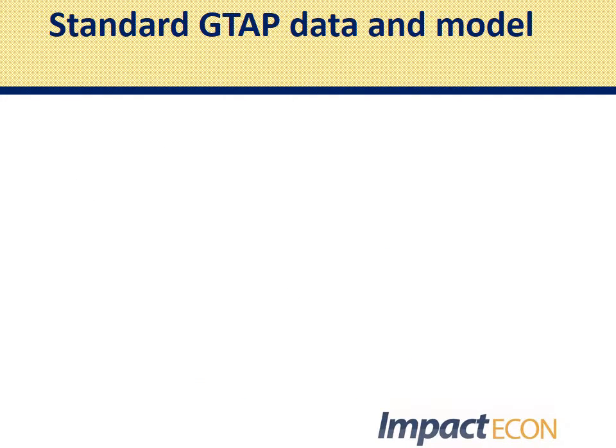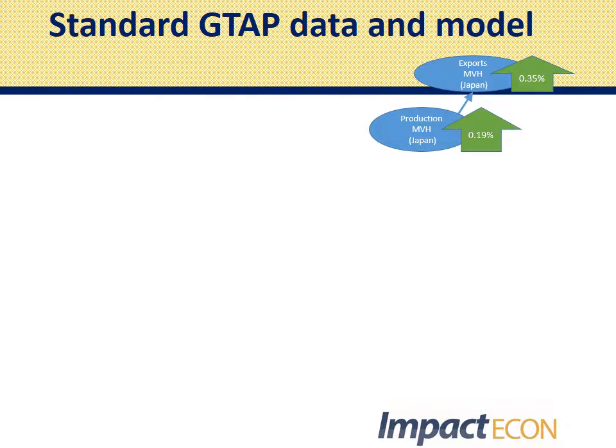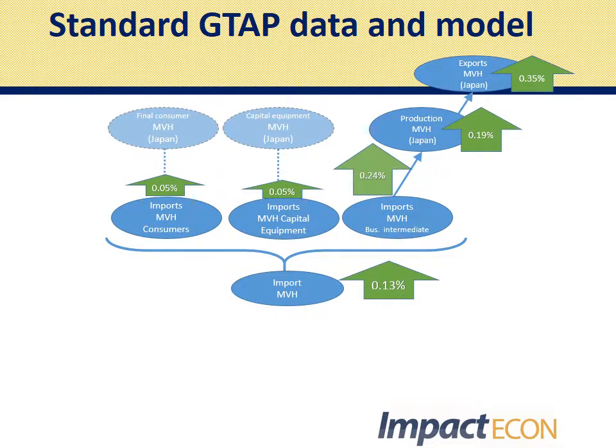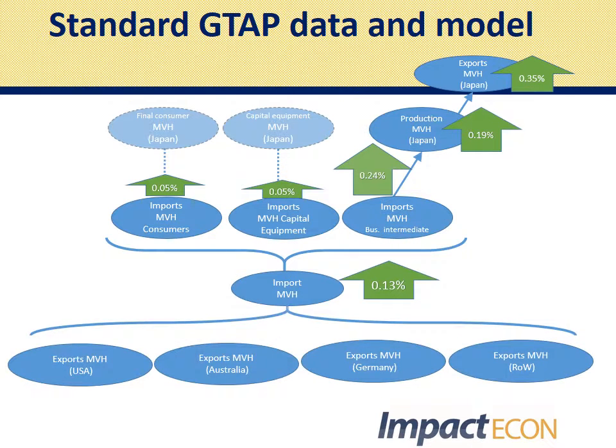In the standard GTAP model, we start with the Japanese exports of motor vehicles, which increased. Production in Japan increases. The increase in Japanese production requires an increase in demand for imported business intermediates in Japan, that is, parts. Since the standard GTAP model does not make any distinction between imports at the border, we have to average this increase in business intermediates with the demand for imported capital equipment and final goods. After aggregating and averaging motor vehicle import demand in Japan, Japanese demand for imports from all import sources increases by the same amount, but for any supply price effects. This is a bit puzzling, since not all of the countries ship intermediate parts to Japan in the same proportions.